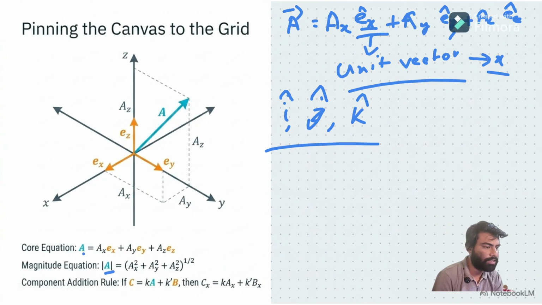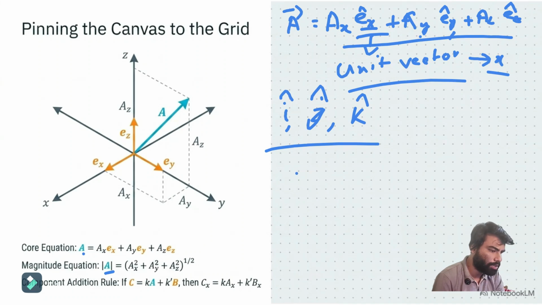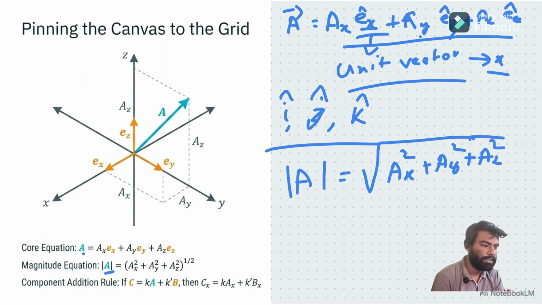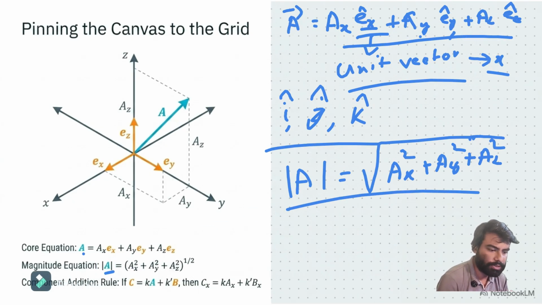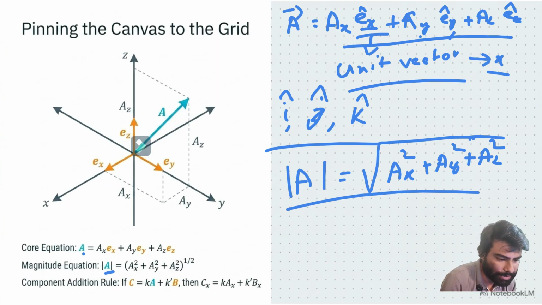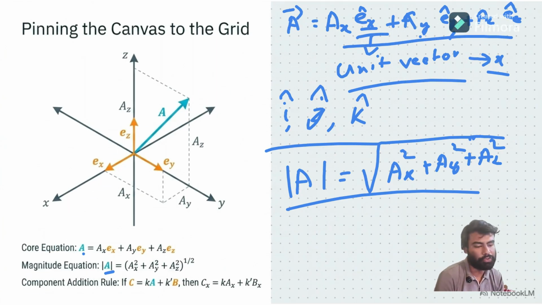Now, you can also find the magnitude of a vector. If it is a vector, you can write it with its components ax, ay and az. But you can also find the magnitude. What will be the magnitude? The magnitude is the square root of ax square plus ay square plus az square. That is the magnitude of a vector.